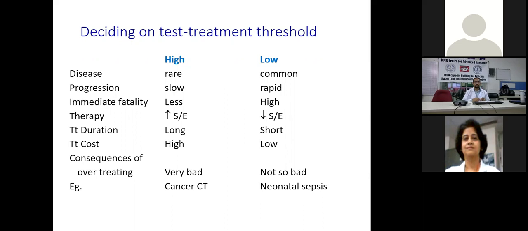On the other hand, if the disease is common, if progression is rapid, if immediate fatality is high, if the therapy has less adverse effects, if treatment duration is short, if treatment cost is low, and the consequences of overtreating are not so bad, then one would tend to have a low test treatment threshold. A typical example is neonatal sepsis.